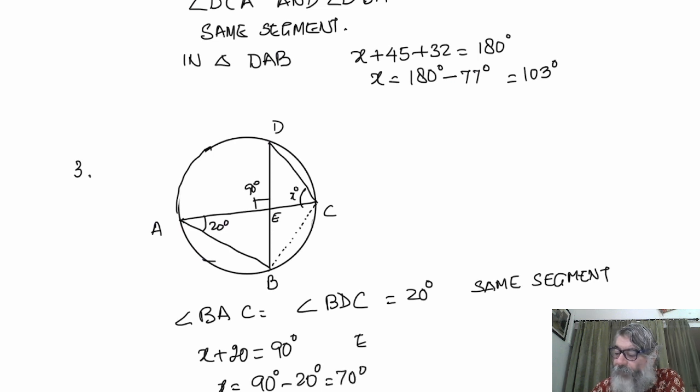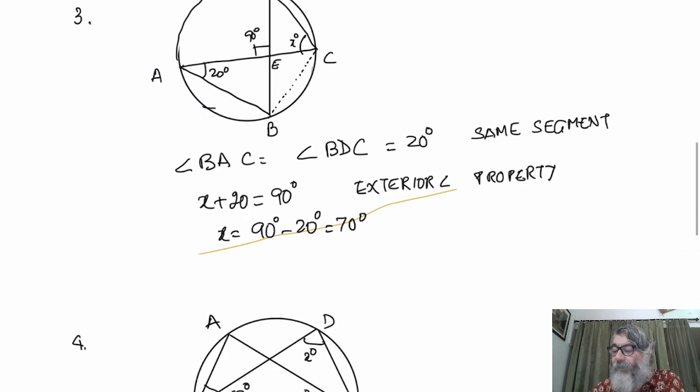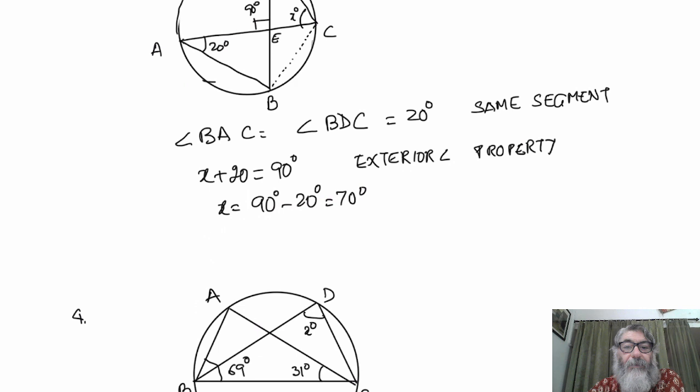Exterior angle property. This is the exterior angle property. That is, the exterior angle of a triangle is equal to the sum of the interior opposite angles. The exterior angle is always equal to the sum of the opposite interior angles.